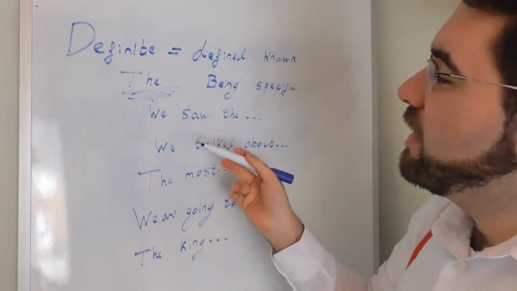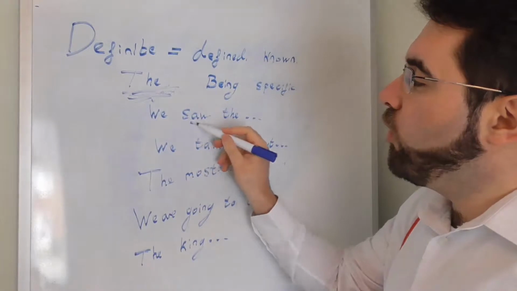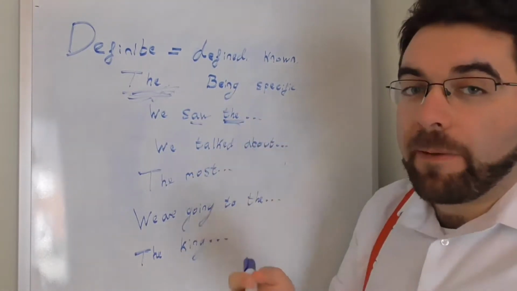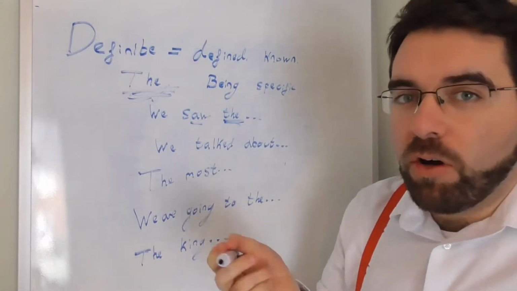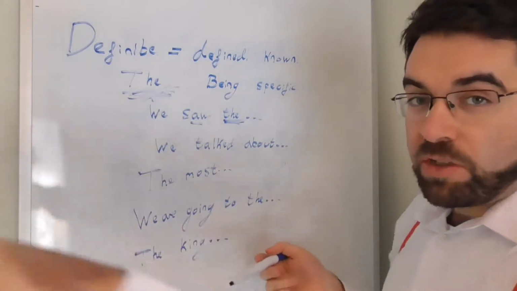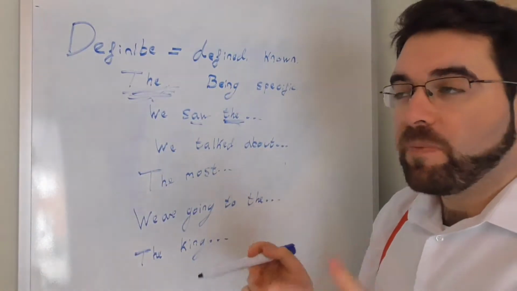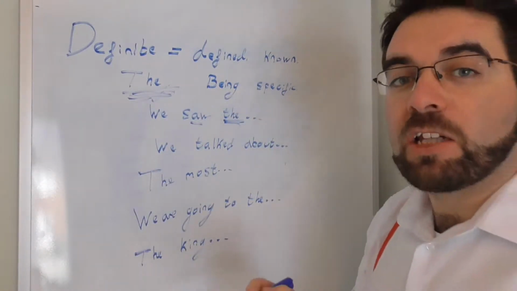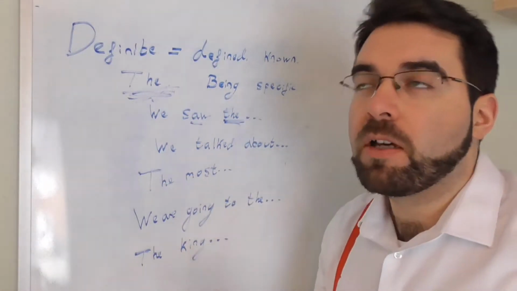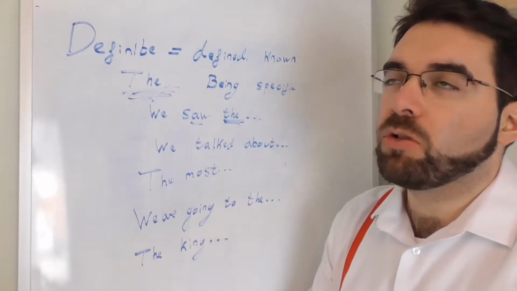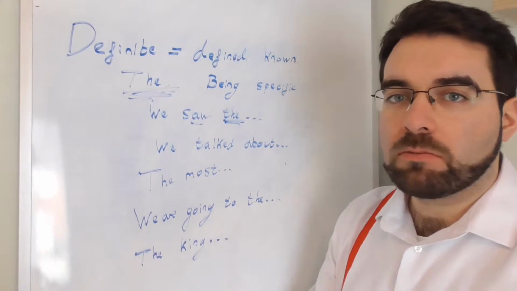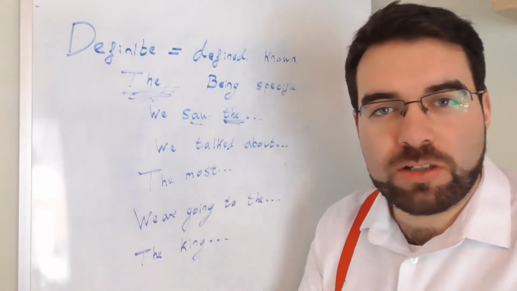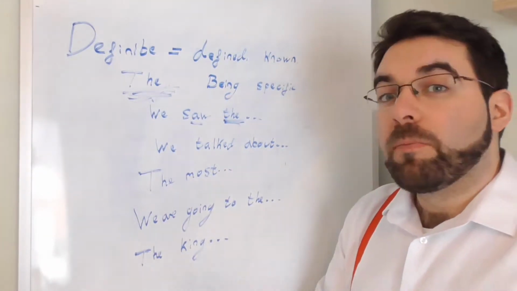So we could use it, for example, we saw the cat, the animal. We saw the road. We saw the horse running across over there. By using the, we're being very specific with the audience as to what we're talking about. I saw a horse. Okay, what horse? Which one? Where? There's more questions than answers, as I said. But I saw the horse.